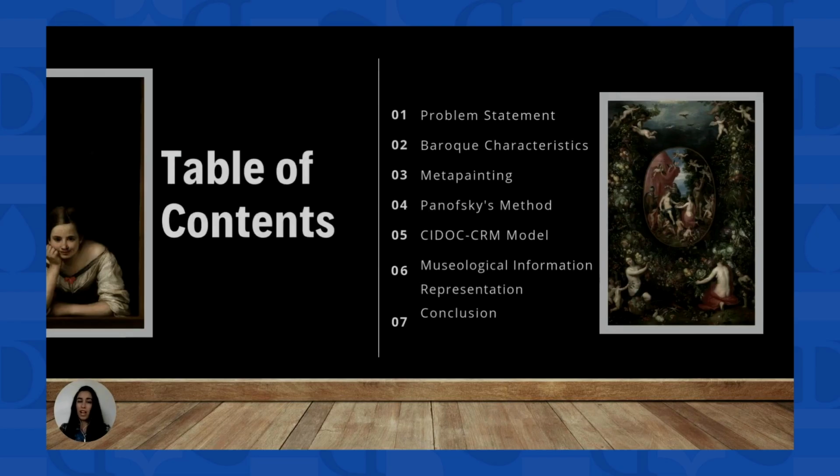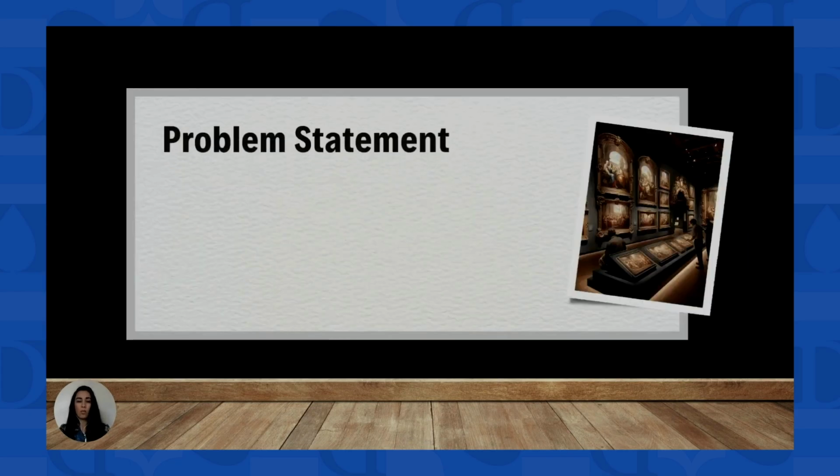To begin with, we will address the problem statement, then explore the Baroque characteristics. Next, we delve into metapainting, and also examine Panofsky's iconographic and iconological method. We are going to discuss the CIDOC CRM model too. In line with this, we explain museological information representation, and finally we arrive at some conclusions.